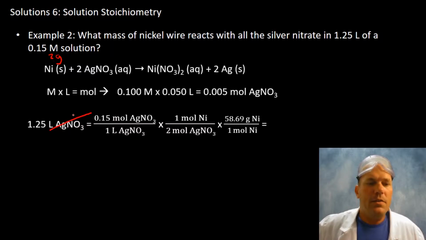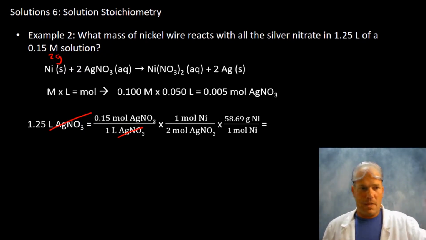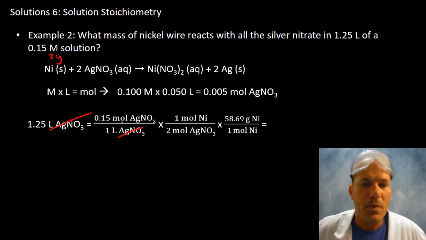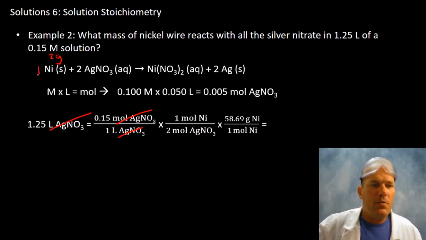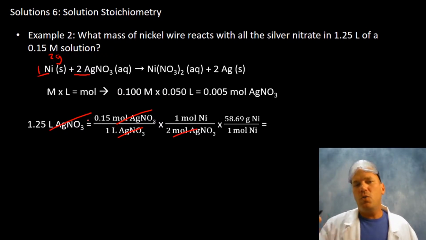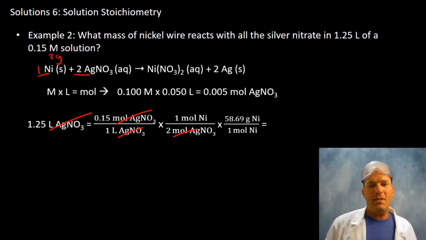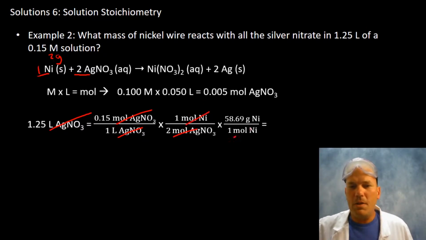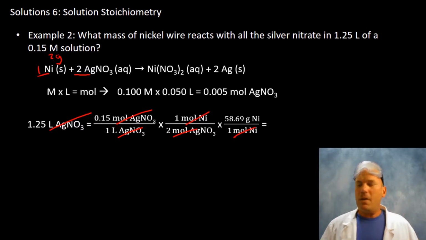So liters of silver nitrate. Look at this. I start with the volume, but I know in 1 liter of silver nitrate there's 0.15 moles. I'm told that in the problem. Then I have my molar ratio here of 1 to 2. Using that allows me to convert from silver nitrate into the other reactant, which is nickel. And I know in 1 mole of nickel, there are 58.69 grams of nickel. And that's what I'm being asked.